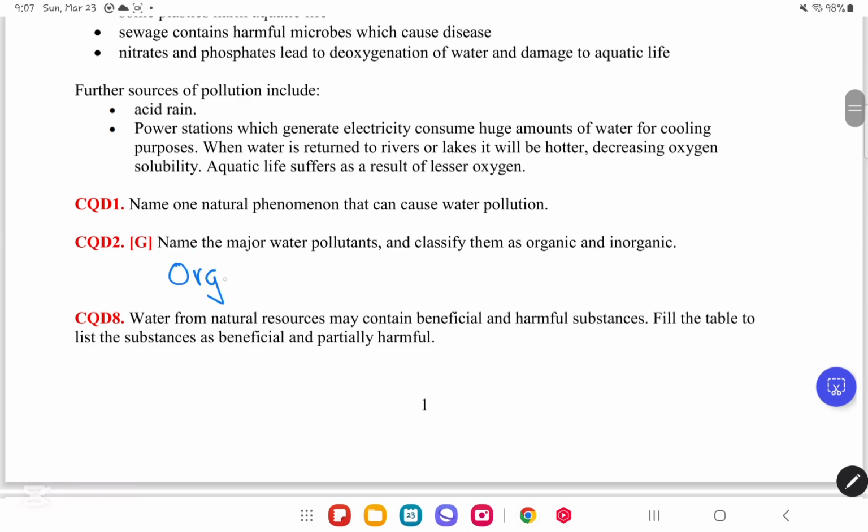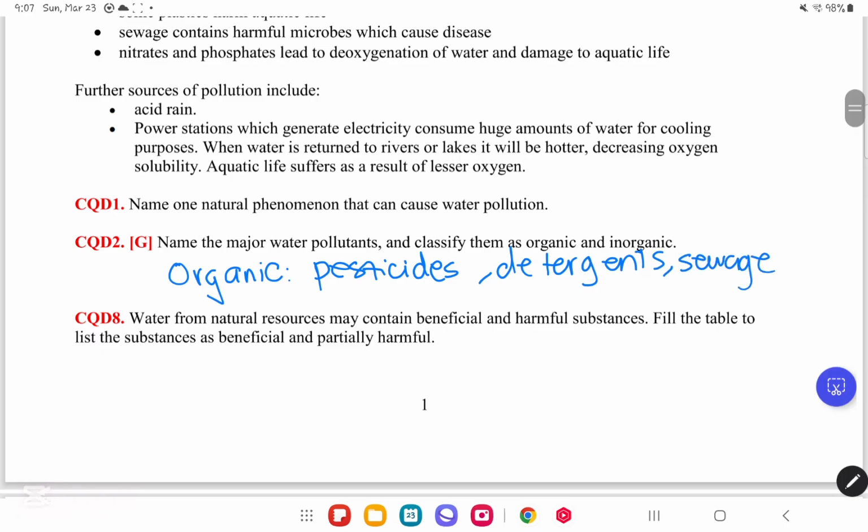So, organic pollutants: we have three major organic pollutants. They are pesticides, and then detergents, and then sewage. So for the organic, keep in mind that we have three main types of organic water pollutants. They are pesticides, detergents, and sewage.